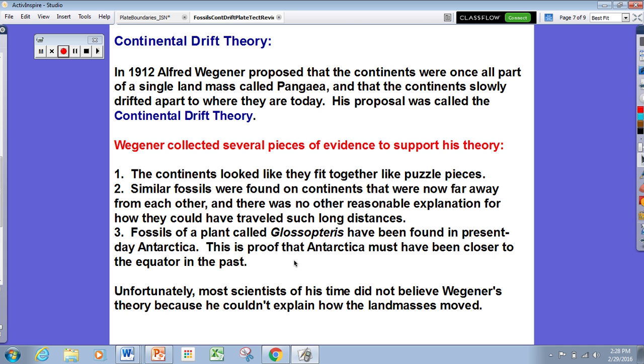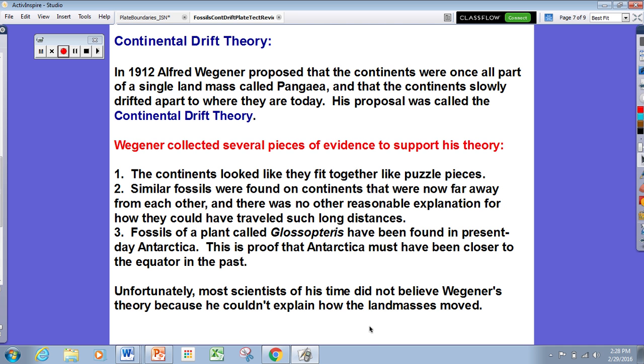Fossils of a plant called Glossopteris have also been found in present-day Antarctica. Glossopteris is a fern. It's normally found in temperate climates right now, so this is proof that Antarctica must have been closer to the equator in the past.